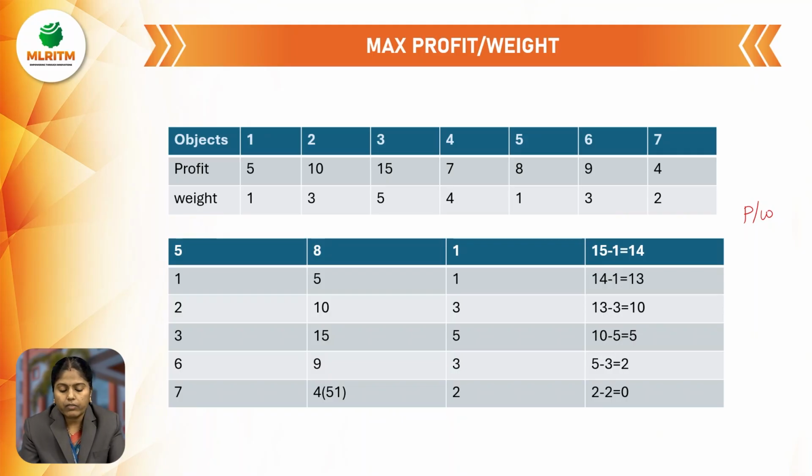See, for the object 1, P by W is 5 by 1, that is equal to 5. The next one is 10 by 3, that is some 3.3. The next one is 15 by 5, that is equal to 3. For the object 4, what is the profit by weight? That is 7 by 4, that is 1.75. The next one is 8 by 1, that is equal to 8. The next is 9 by 3, that is equal to 3. And the next is 4 by 2, that is equal to 2.